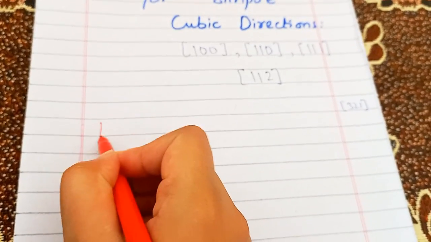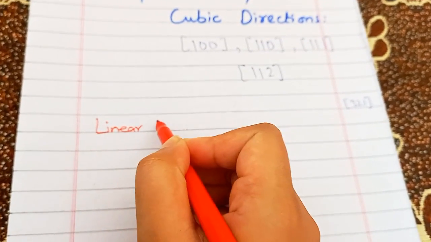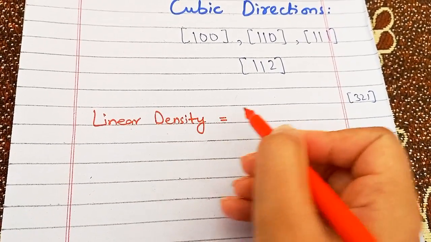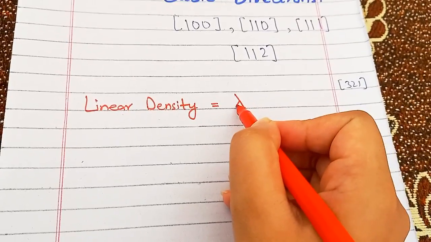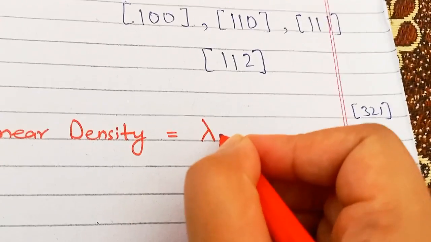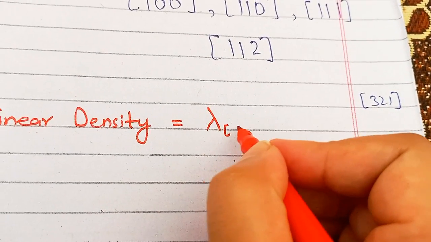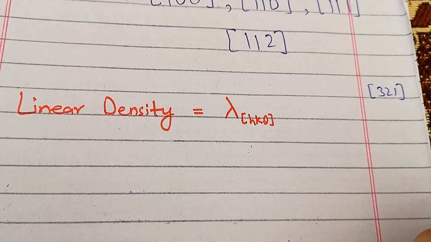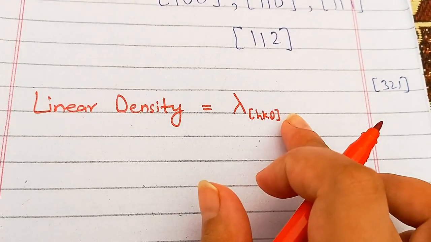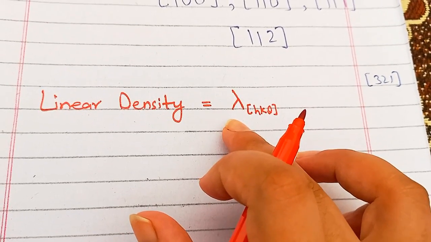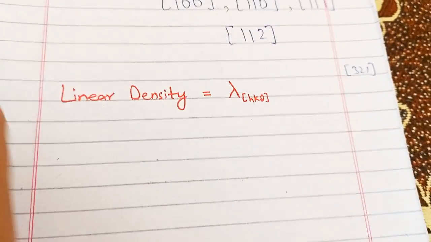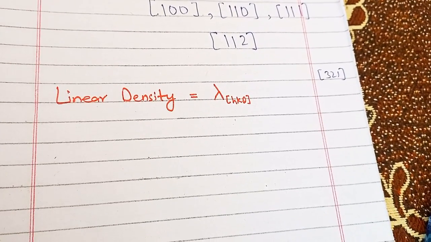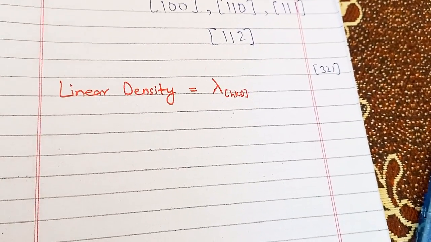So let me write the formula. Linear density, let me denote it by lambda sign. And in subscript we can write the directions whose linear density we are going to calculate. This is something that I'm writing in subscript. It's totally up to you if you want to write it or not. You can simply use lambda sign, but it's better to use that notation because it will help us to differentiate which linear density we are calculating, like for which direction we are calculating it.